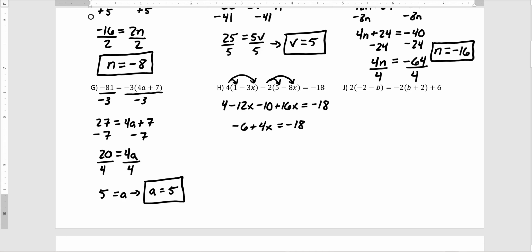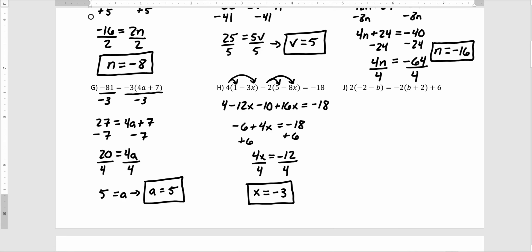So I got to get this x all by itself, so I'll add 6. Add 6. When I do that, I get 4x equals negative 18 plus 6 is negative 12. I can then divide by 4, divide by 4. And I'll find that x equals negative 3. Fantastic. All right. Let's check out letter J here.